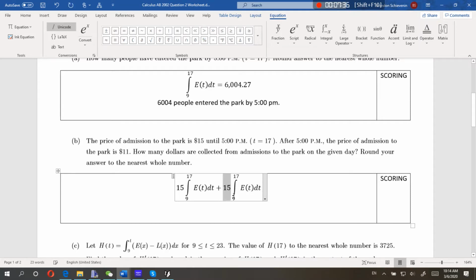So from 17 to 23, I need to multiply by what? Multiply by 11. Okay, perfect. So that should give us the admissions revenue, I'm going to call that. Revenue is money that you take in before your costs.